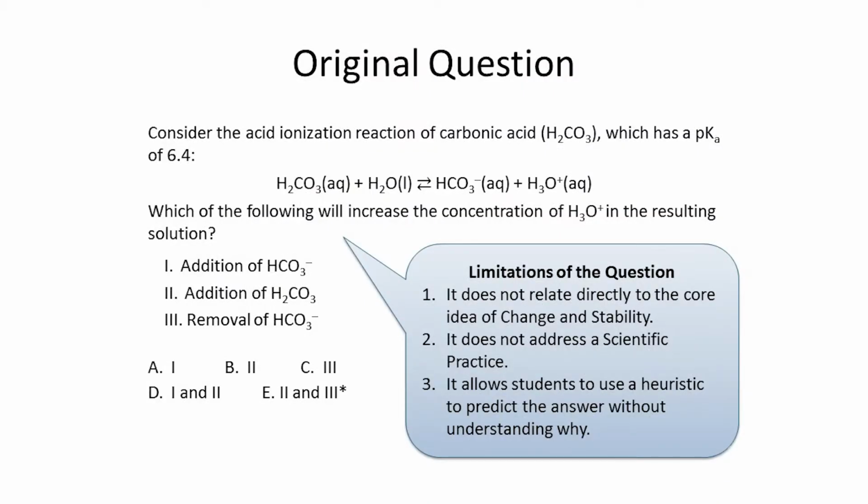It turns out both answers 2 and 3 would increase the hydronium ion concentration. This question doesn't include a scientific practice. It also doesn't address a core idea, because students can answer this question using the heuristic that if you want to increase the product, you add reactant to shift equilibrium toward products. So the students can answer this question without understanding why. They tell you what happens, but not why it happens.